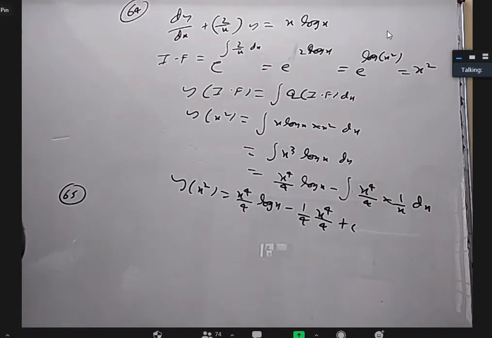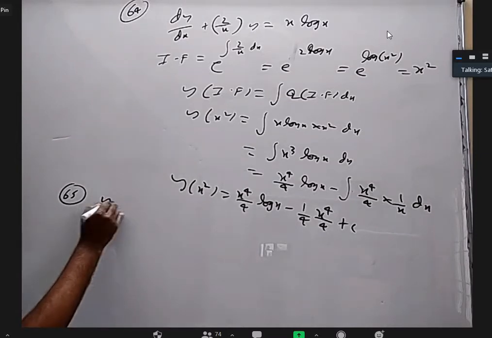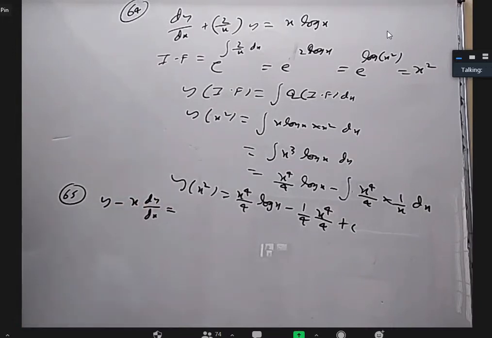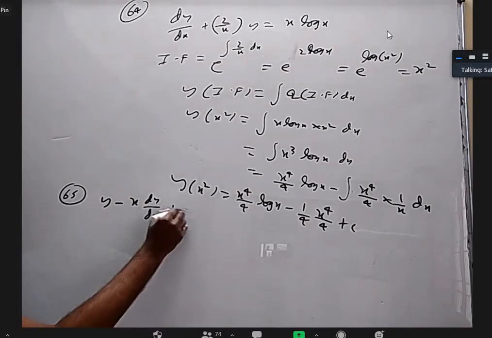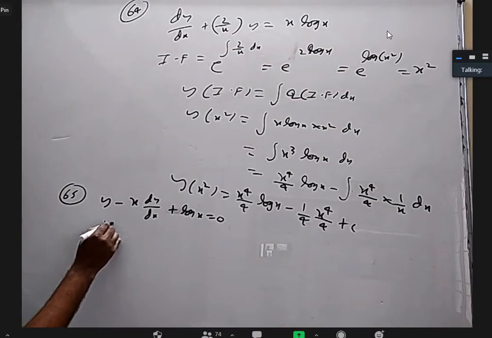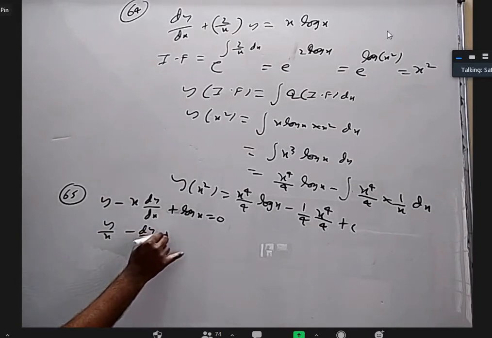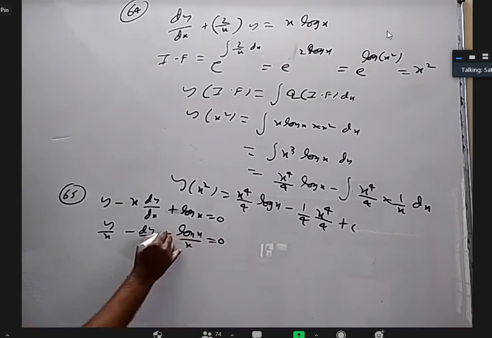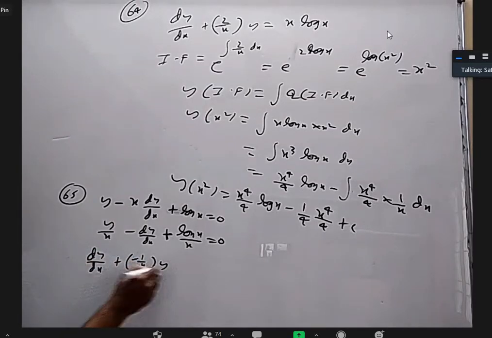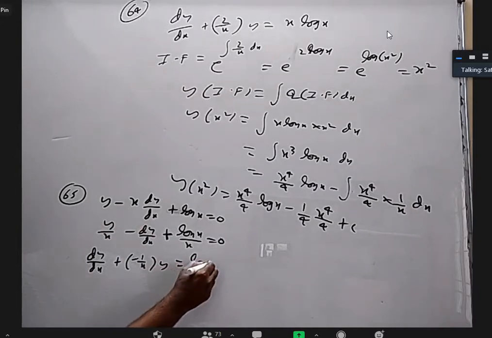Okay, 65. First of all, I should divide by dx. Y minus x dy by dx plus log x. This is divided with dx. I should also divide with x. Y by x minus dy by dx plus log x by x equal to 0. Now send this on this both sides. I'll get dy by dx plus minus 1 by x into y. These two will go that side, equal to log x by x.